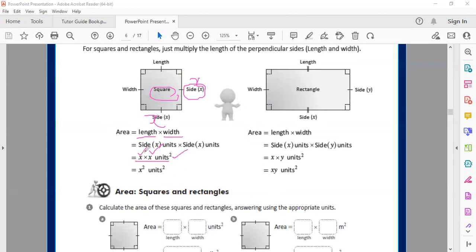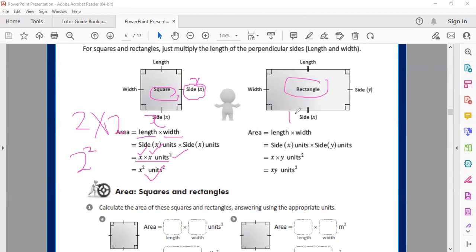Yes. So what is 2 times 2? 2 squared. What is x times x? X squared. Oh, understand. You understand now? Okay, good.